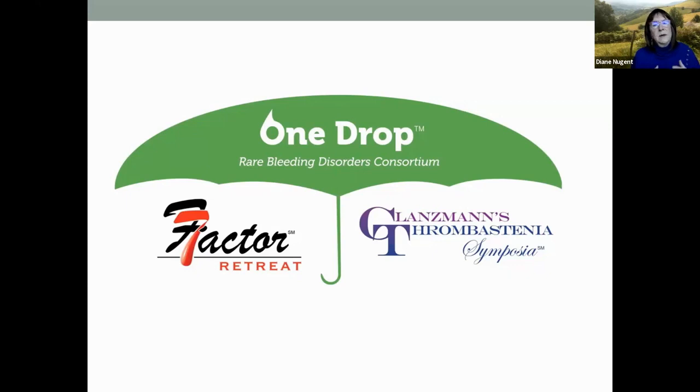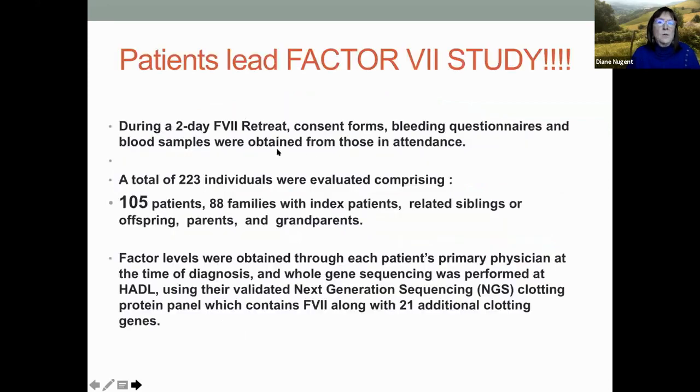Throughout this, we've sequenced close to 425 individuals with either Glanzmann's or factor VII deficiency. The very first 2-day retreat, we had a total of 223 patients or individuals that we drew blood on.